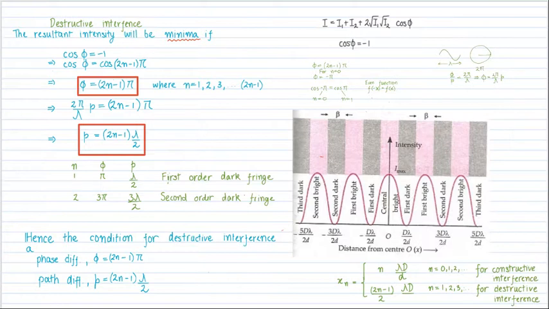The next condition we have discussed is for destructive interference. For destructive interference, the phase difference should be an odd multiple of pi, and the path difference should be an odd multiple of lambda by 2. If these two conditions are satisfied, on your screen you will observe the minima, or the dark fringe.